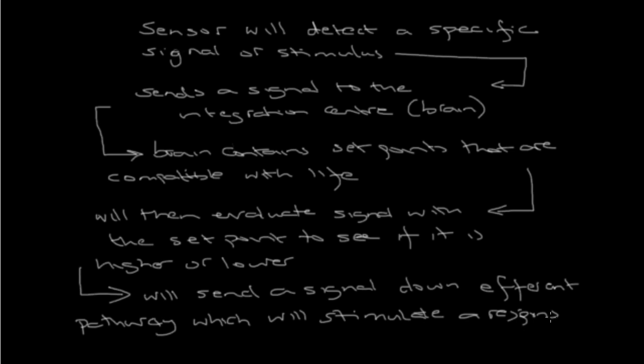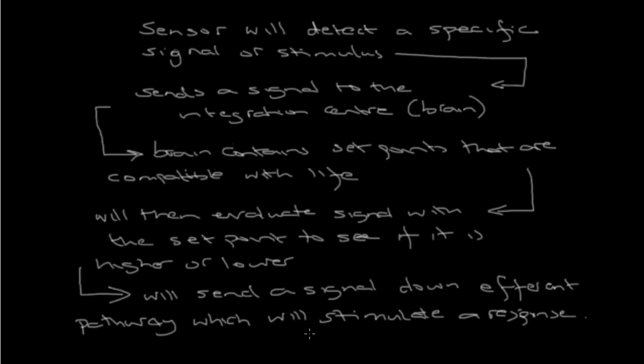So you can see there that there's a feedback mechanism going on here, and feedback mechanisms are very important in the body, and you can see through this process here why. So it's a combination of the integration center, the effectors, the sensors, and the stimulus, or the efferent and the afferent pathways. So that's something that's going to come up quite a lot when we talk about some of the systems in the human body.